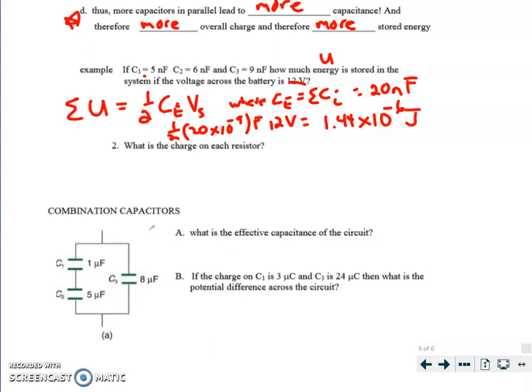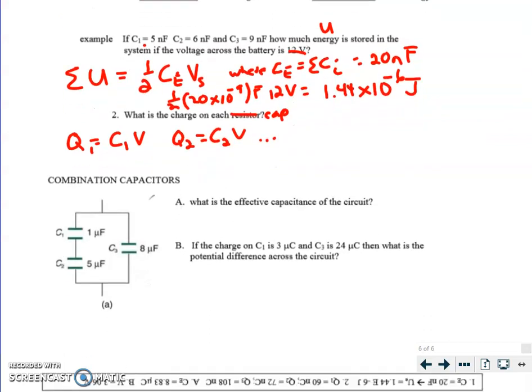Then we could ask what's the charge on each capacitor, which would be like asking what's the current through each branch. Sorry, that shouldn't say resistor, that should say capacitor. I'll just call that a cap. I'm not going to do the calculations. You can do that, but I'll set it up. So looking for Q, and I'm looking for individual, so I'll call that Q1. That's simply going to be the capacitance of the individual times the voltage. Q2 is C2V, and so on and so forth.